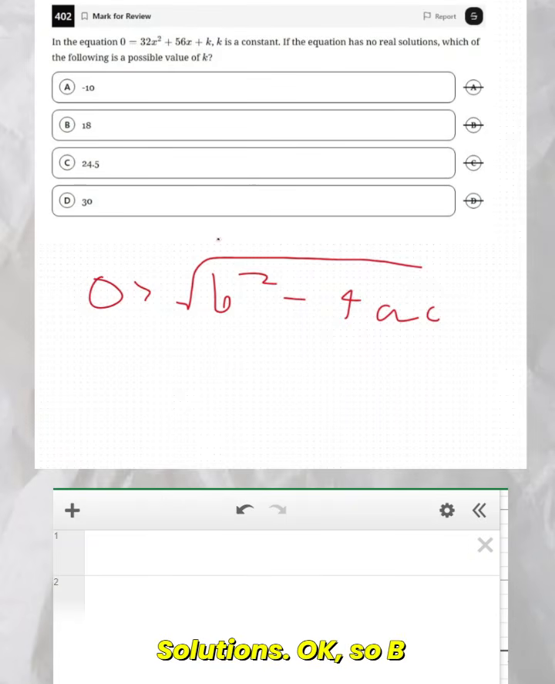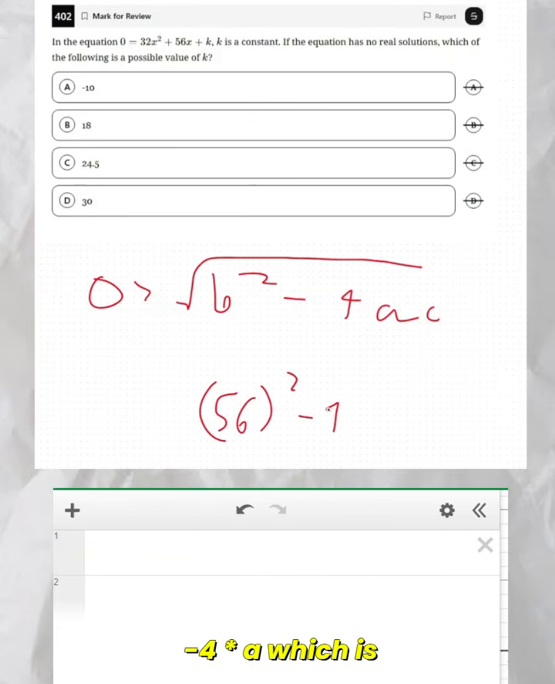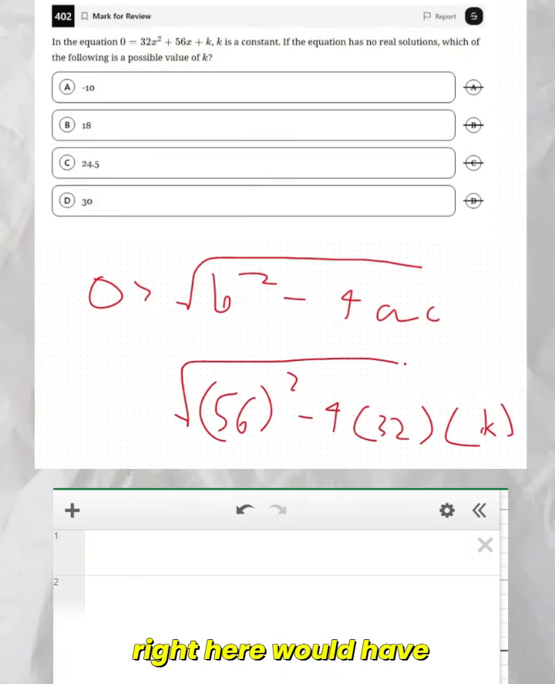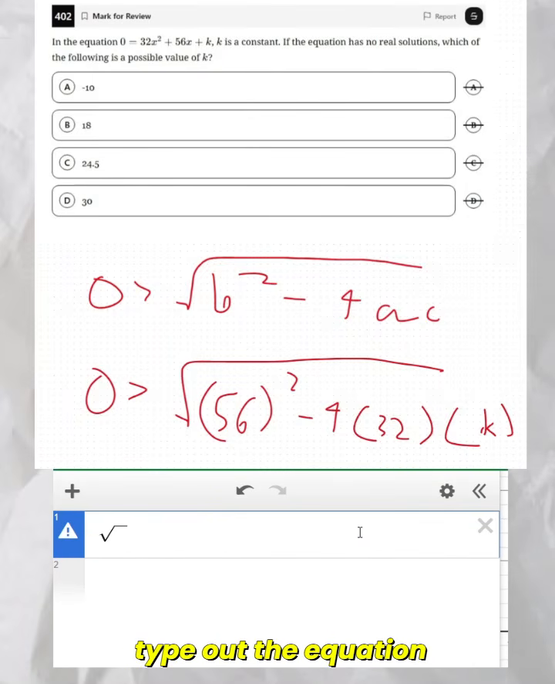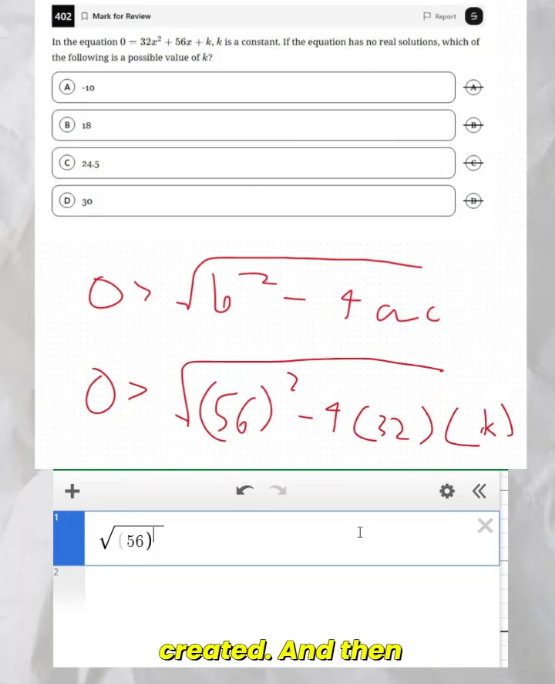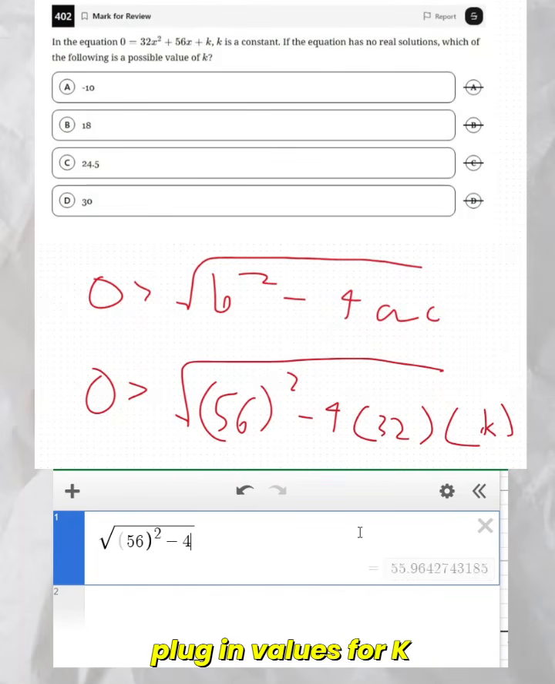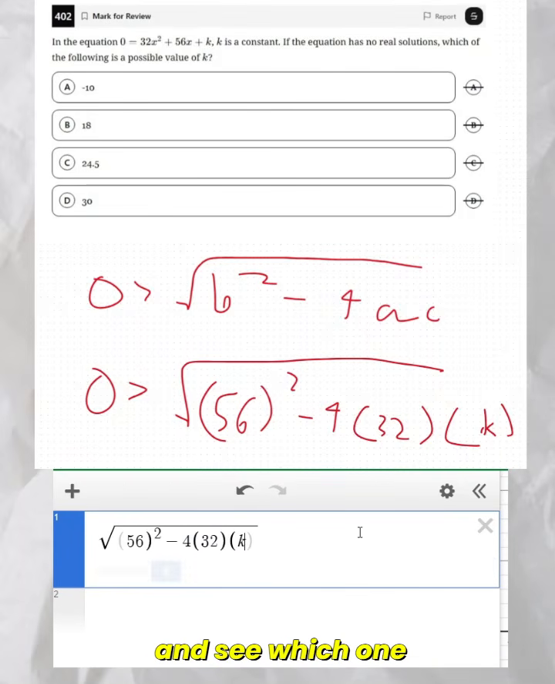Okay, so b here would be 56. So 56 squared minus 4 times a, which is 32, times k. This right here would have to be less than 0. So what we can do is we can go to Desmos, type out the equation we've already created, and then plug in values for k and see which one would go underneath 0.